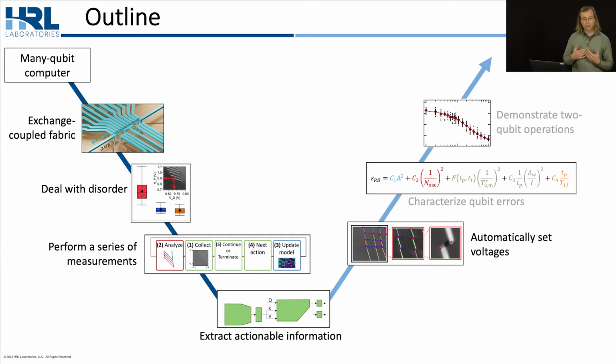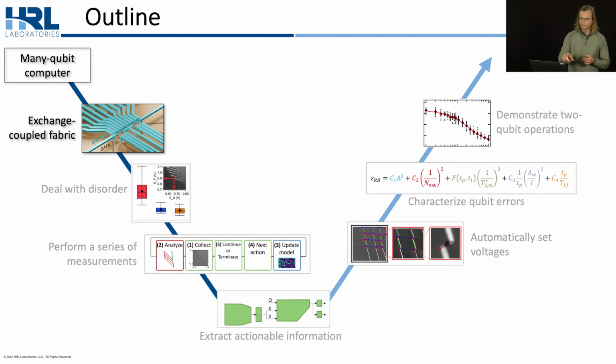And so to do this automatically, we need to establish a process loop. And what that boils down to, making that loop work, means that if we have a way to collect data and really get the information we want from that data, which is the final thing at the bottom here, then we can make this work. That allows us to tune up devices, set voltages, which we need, and then go on to characterize qubits and demonstrate 2-qubit operations. So let's start at the top.